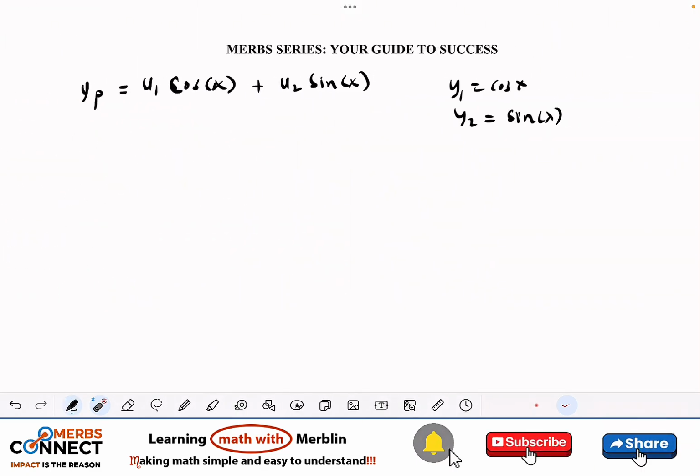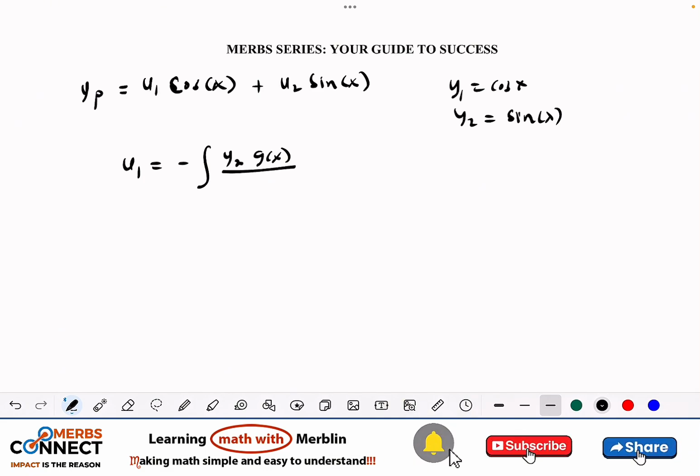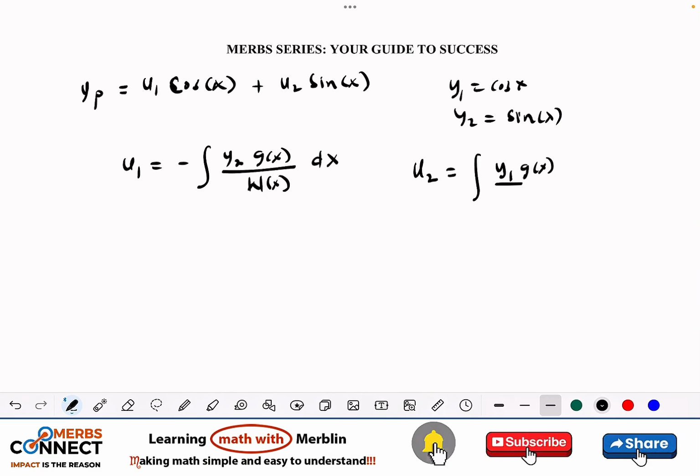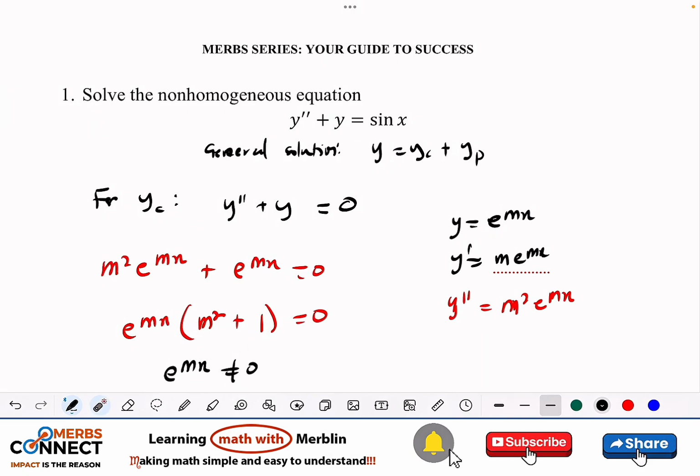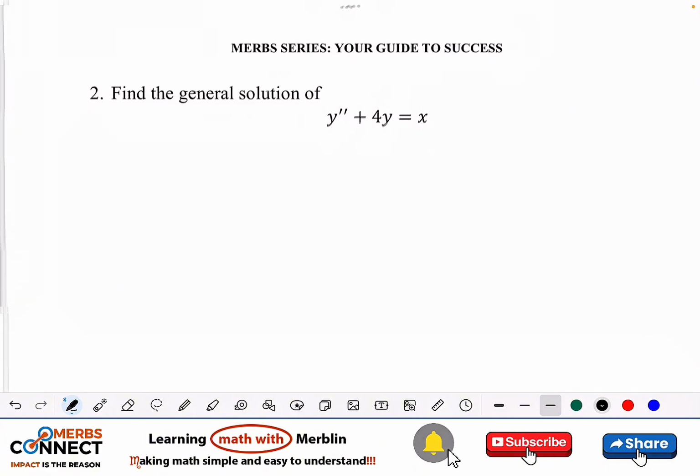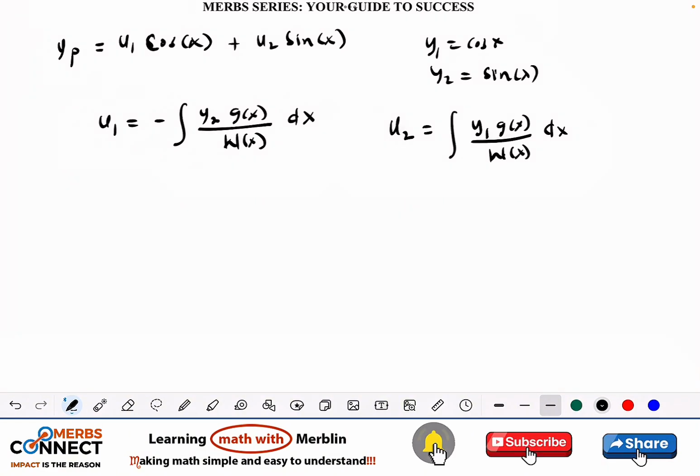We know that u1 is equal to the integral of minus y2 g of x divided by the Wronskian of x dx, and u2 is the integral of y1 g of x divided by the Wronskian of x dx. Now what is g of x? The g of x is the non-homogeneous part of this. So here g of x is equal to sin x. Let's write it down here: our g of x is equal to sin of x.